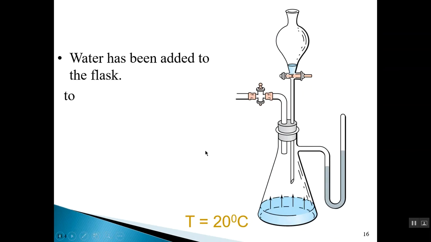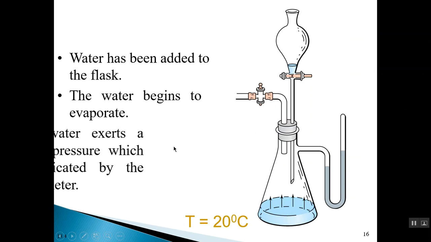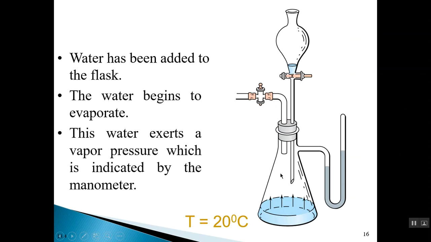All right, and eventually what happens is that the water begins to evaporate. And because the water evaporates, the vapor will start exerting a pressure here on this end of the manometer, which pushes the mercury level up here in this end. So pressure is exerted here, there's no pressure here in this end. Therefore, the difference between the two mercury levels will be proportional to the pressure exerted by the vapor.